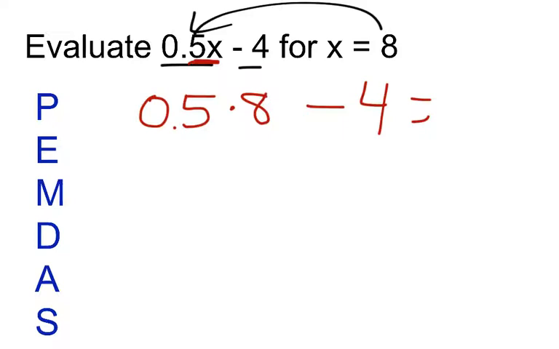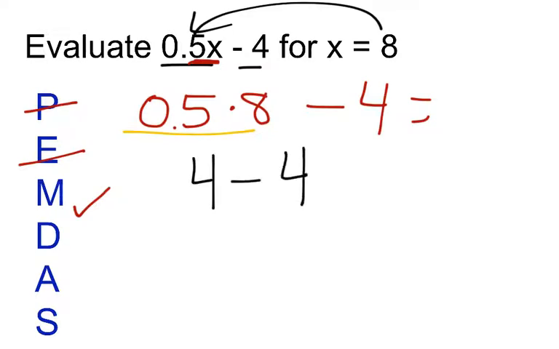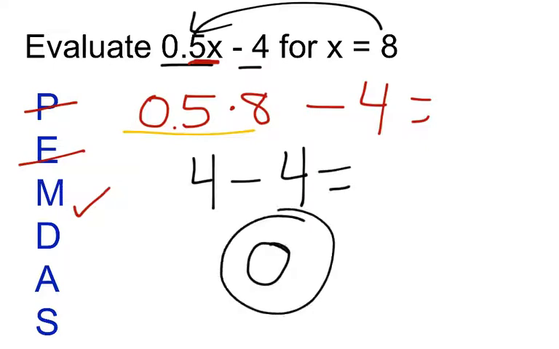Multiplication comes first because in my order of operations I don't have parentheses or exponents. So multiplication and division, I have multiplication. 5/10 times 8, well, 5 times 8 is 40. Move the decimal once, that gives us 4. You can also look at it as half of 8. 4 minus 4 is 0. So when x equals 8, 5/10 x minus 4 is 0. Make sure you're pausing to make sure you have all these steps in your notes.